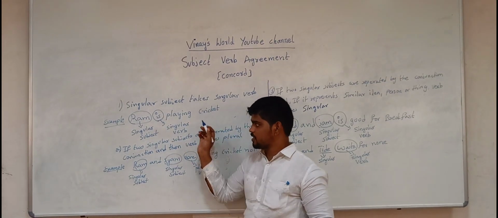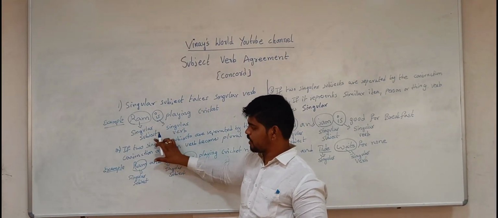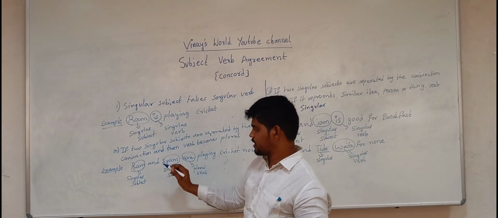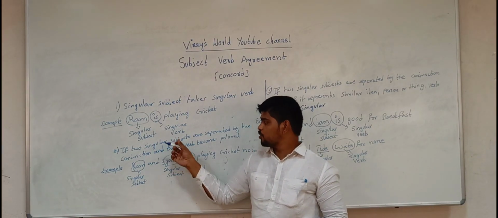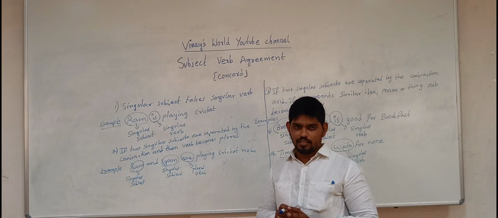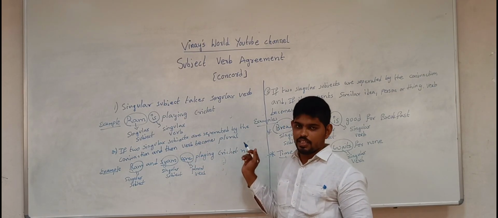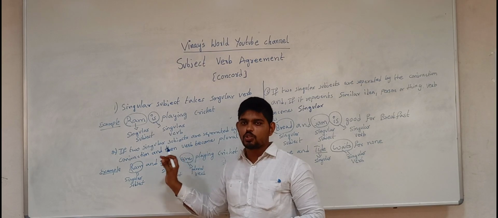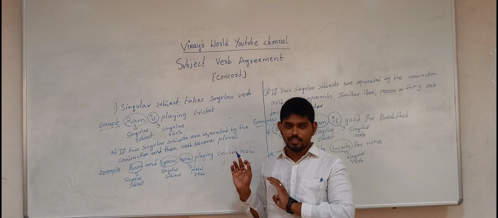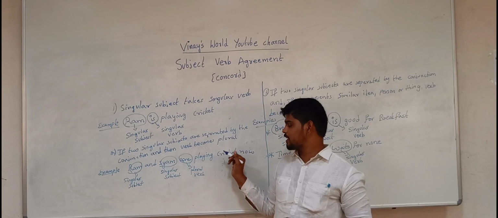What does the first rule say here? A singular subject always takes a singular verb. Here, Ram is a singular subject, is is an auxiliary verb, that too a singular verb. Next, if you observe rule 2, if two singular subjects are separated by the conjunction and, then the verb becomes plural. For example, Ram and Sham are playing cricket now. In this sentence, two people are playing cricket. So two singulars become one plural here. So we should take a plural verb.